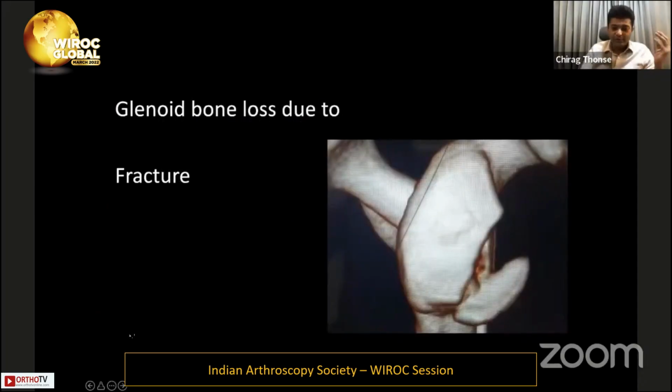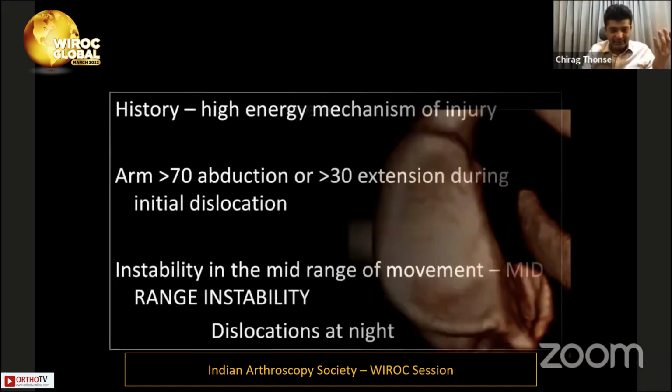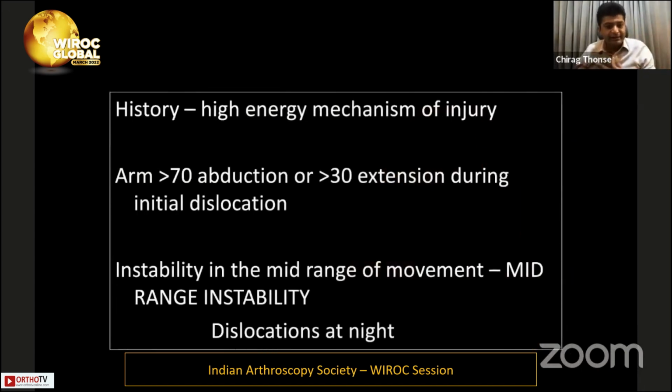Glenoid bone loss could be either because of fracture or attrition. This is what we are dealing with. It could be because of attrition, because of repeated shoulder instabilities. And there's a typical presentation of these patients.